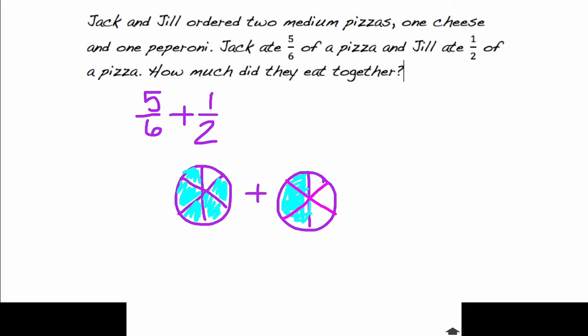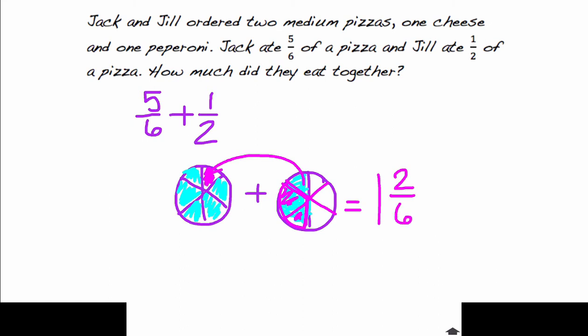Now, since Jill ate this whole half, that means she ate 3 of the pieces, and we can just take one of those pieces and fill it in right over here where Jack had that empty space, which leaves us with these 2 pieces of pizza right here that Jill still has eaten. So once again, you can see that we have 1 whole pizza and that we have 2 of the 6 left over.